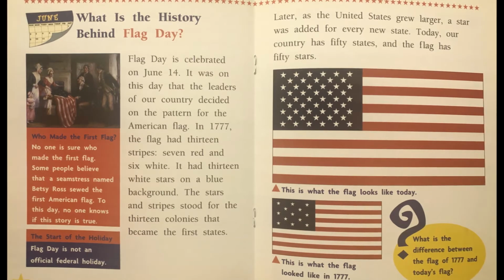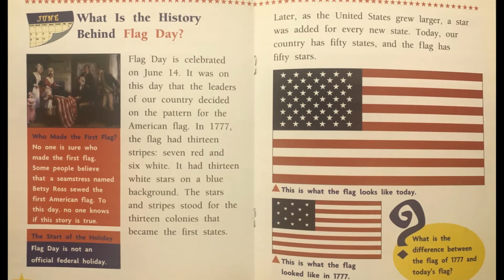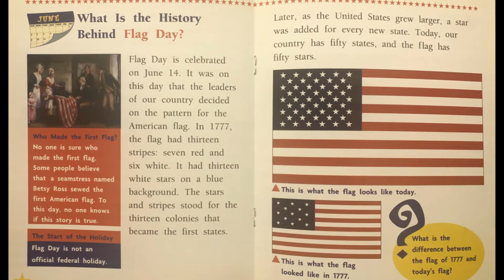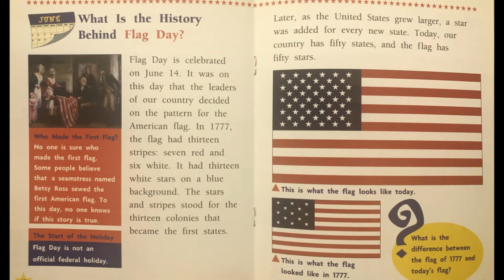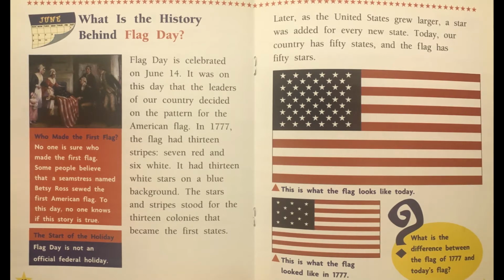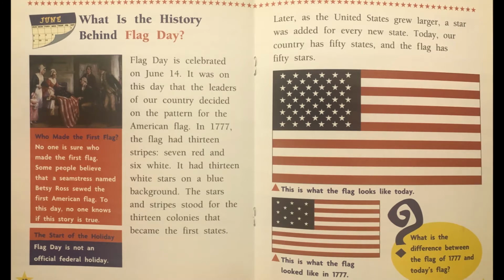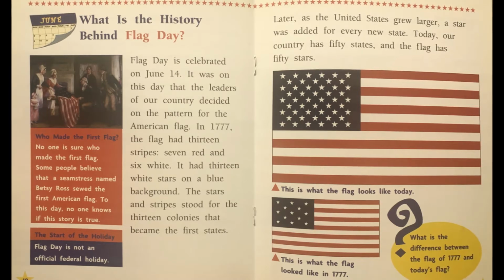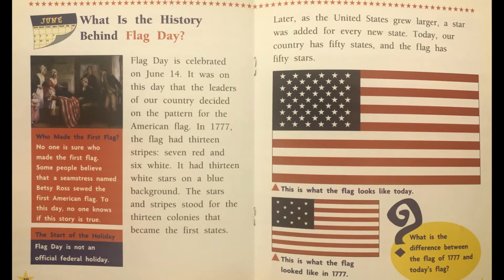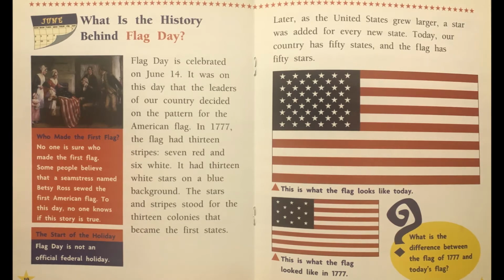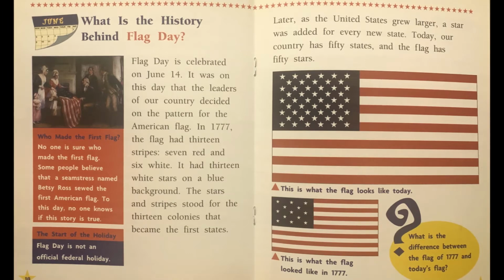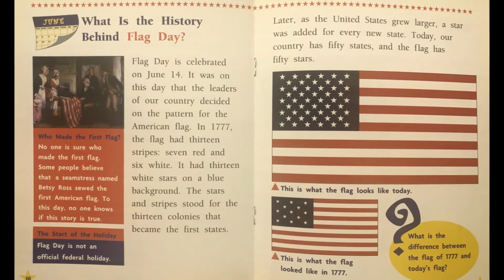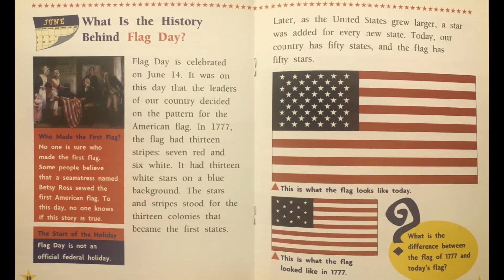Later, as the United States grew larger, a star was added for every new state. Today, our country has 50 states and the flag has 50 stars. And if you look at those two pictures, you can see what the flag looks like today and what the flag looked like in 1777. You've got a question. What is the difference between the flag of 1777 and today's flag? Take a minute to answer that question. You can talk about it with someone at home.